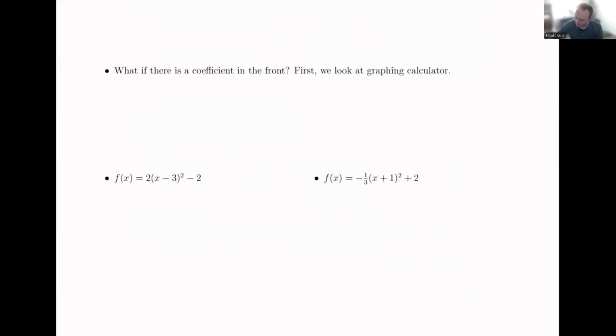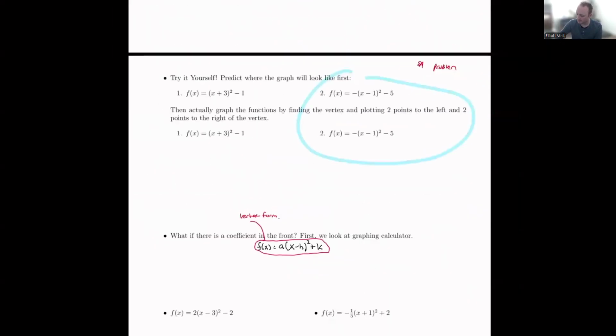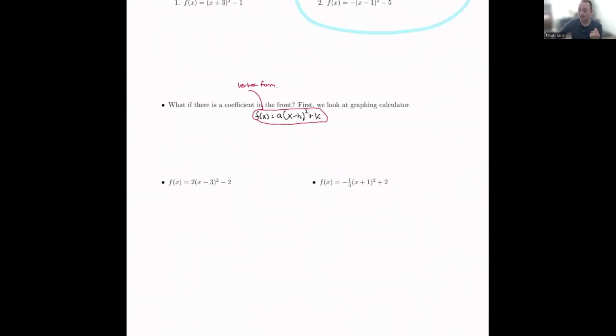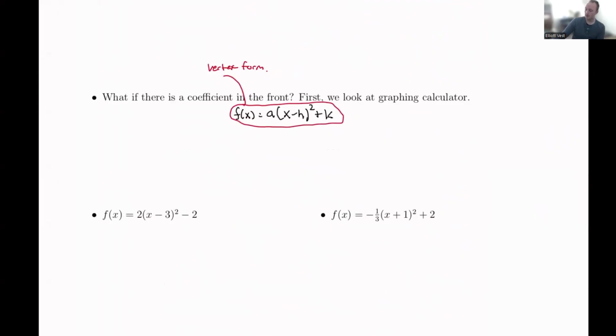So what if there's a coefficient in the front? We have some f of x is equal to a times (x minus h) squared plus k. This is the form we are looking at, and this is called vertex form. Why? Because I can see what the vertex is already. The vertex is h comma k. Like in the prior video, my vertex is (-1, -2). I draw my vertex, and I can draw my graph from there. So vertex form is important for us. We like vertex form.